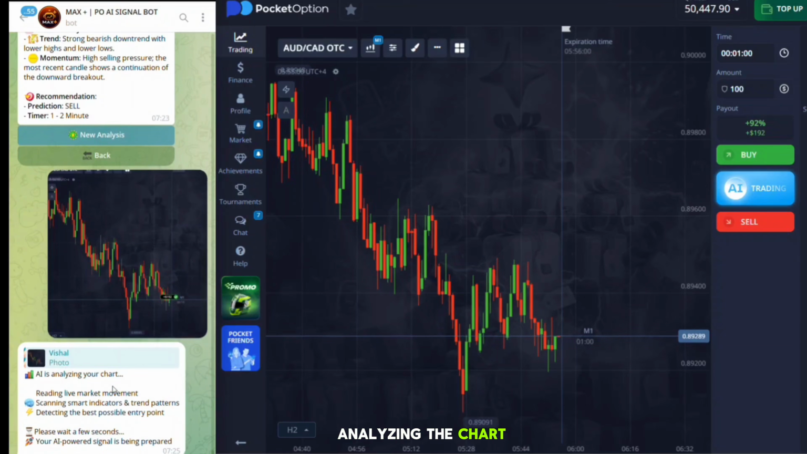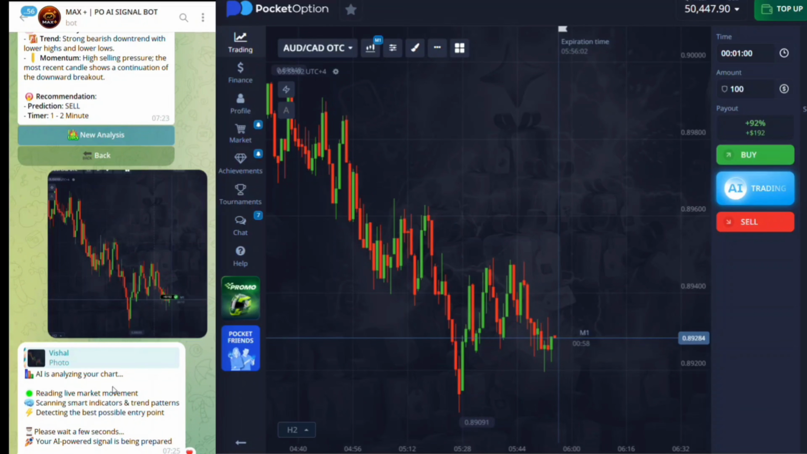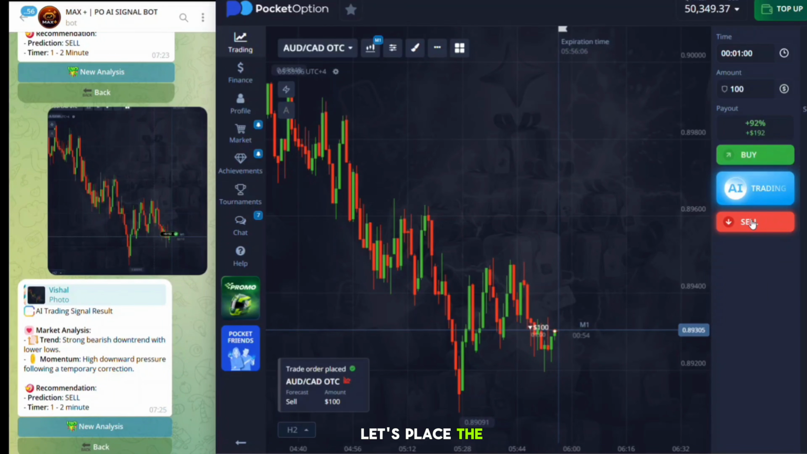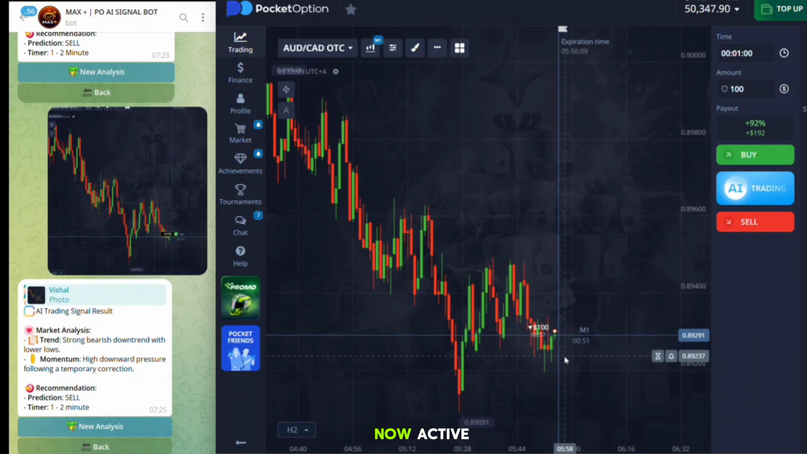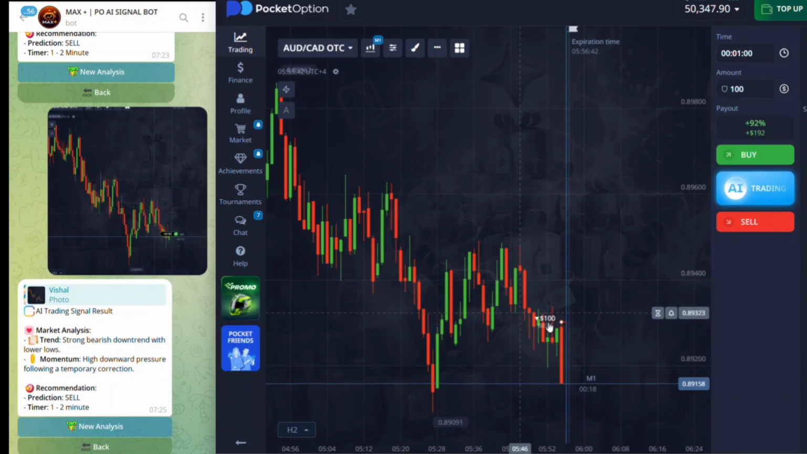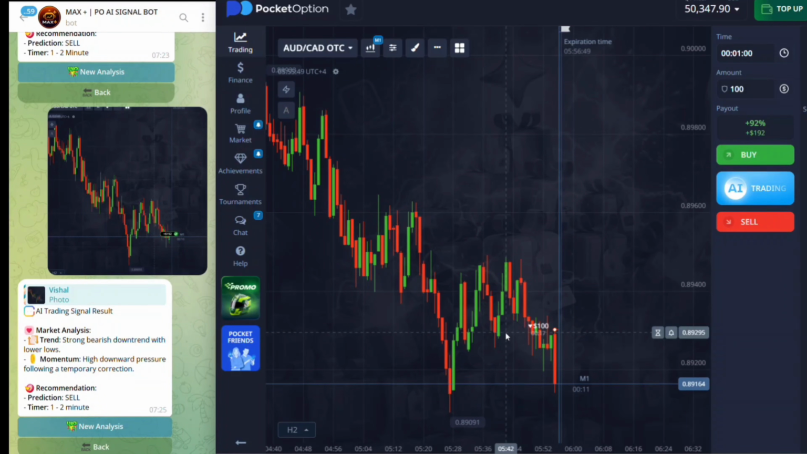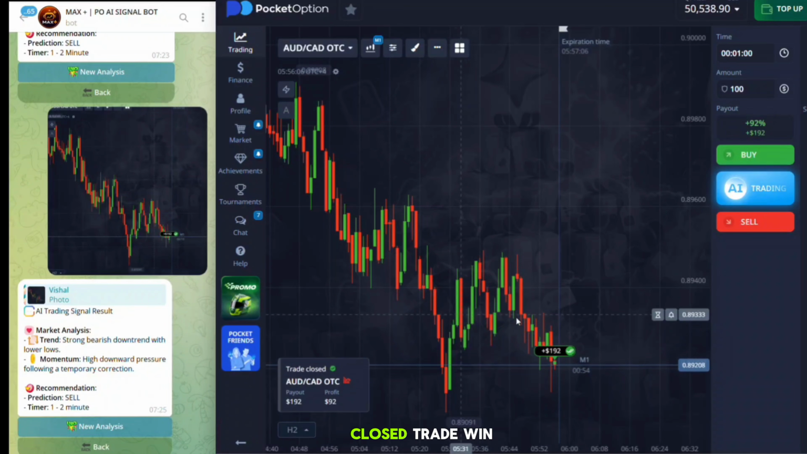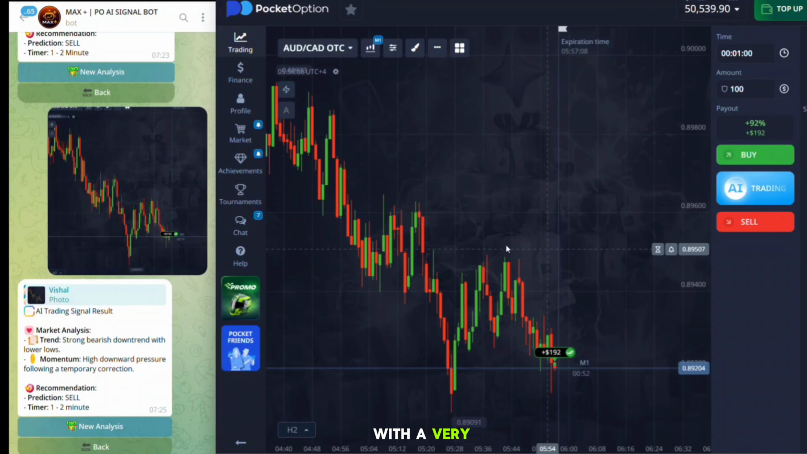The bot is analyzing the chart. The analysis is complete. Another sell signal has been received. Let's place the trade and follow the bot's analysis. The trade is now active. Position has closed. Trade win. This trade closed with a very comfortable margin.